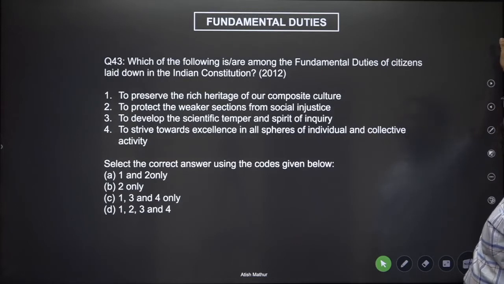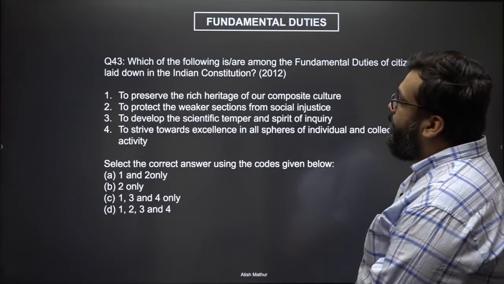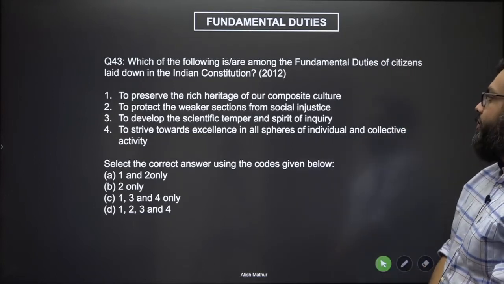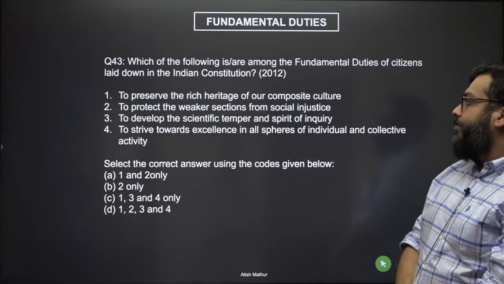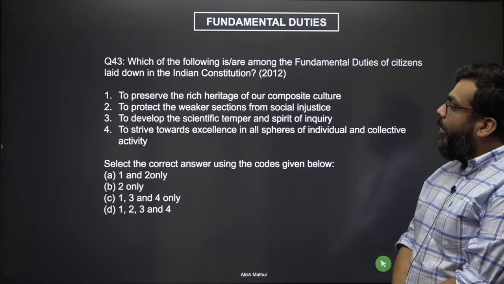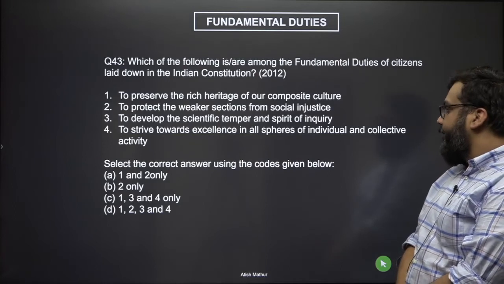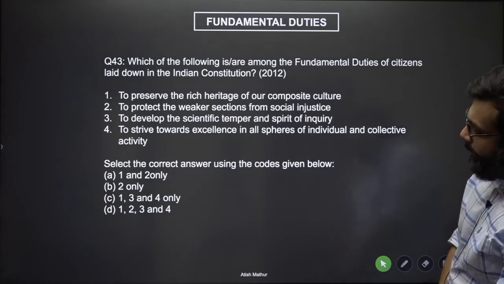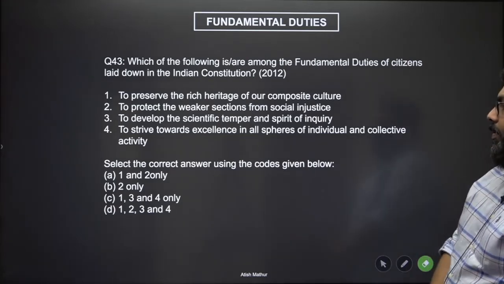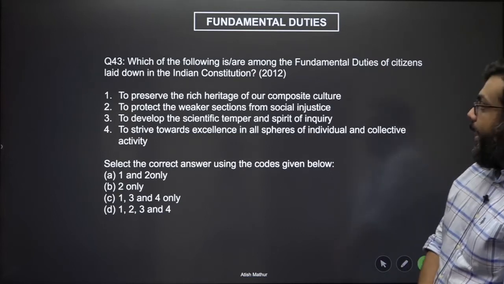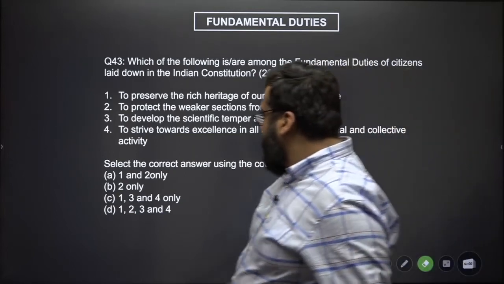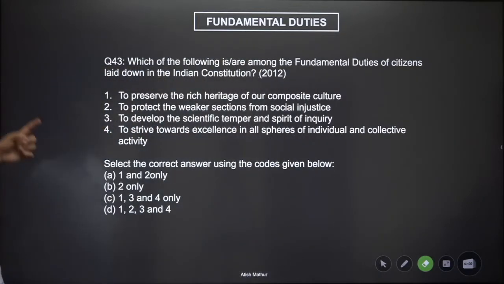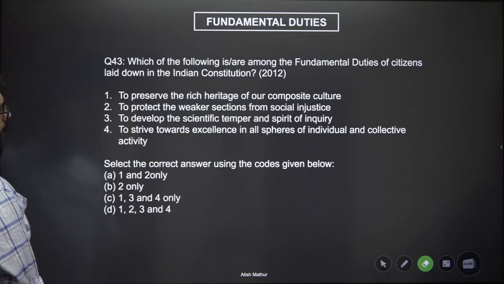43. Which of the following is or are amongst the fundamental duties of citizens laid down in the Indian Constitution? To preserve the rich heritage of our composite culture, to protect the weaker sections from social injustice, to develop scientific temper in the spirit of inquiry, to strive towards excellence in all spheres of individual and collective activity. Select the correct answer. So let us see if there's something that we can eliminate. 1 and 2, 2 only, 1, 3 and 4, and 1, 2, 3 and 4, right? So can we eliminate 1? Is 1 a fundamental duty? 1 is definitely a fundamental duty, so we cannot eliminate 1.